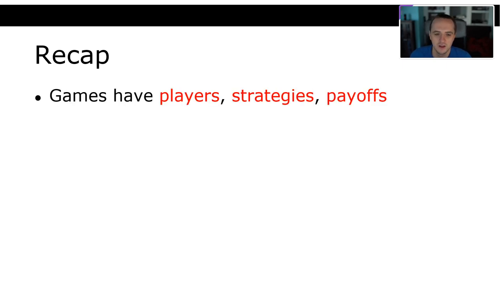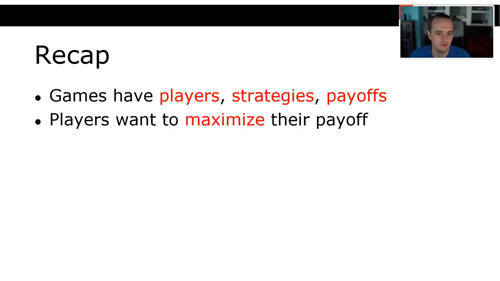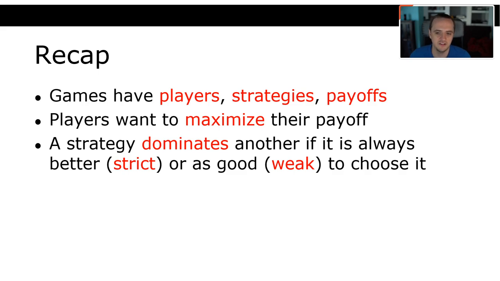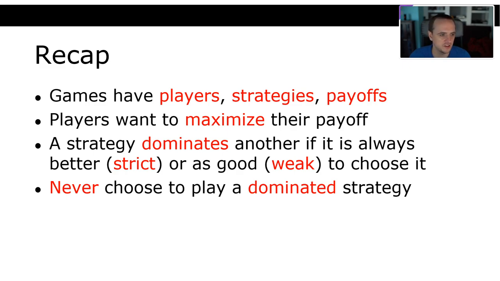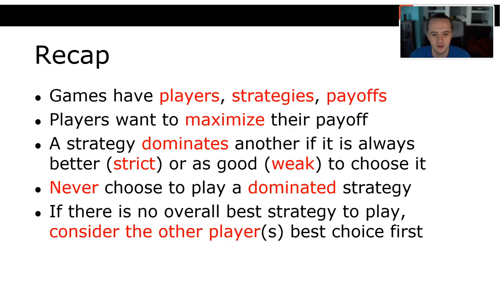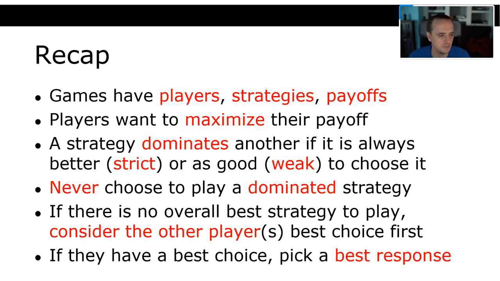So just as a recap for this lecture, before we go look at the results of the form that I sent out. Games have players, strategies, and payoffs. Players want to maximize their own payoff. A strategy dominates another if it is always better, strictly better, or as good, weakly better, to choose it. Never choose to play a strictly dominated strategy. You can't even trick your opponent, because you'll always do better by choosing the other thing. If there's no overall best strategy to play, then consider the other player's best choice first. And if the other player has a best choice, pick a best response to it. Okay, so that's the complete recap of this lecture.